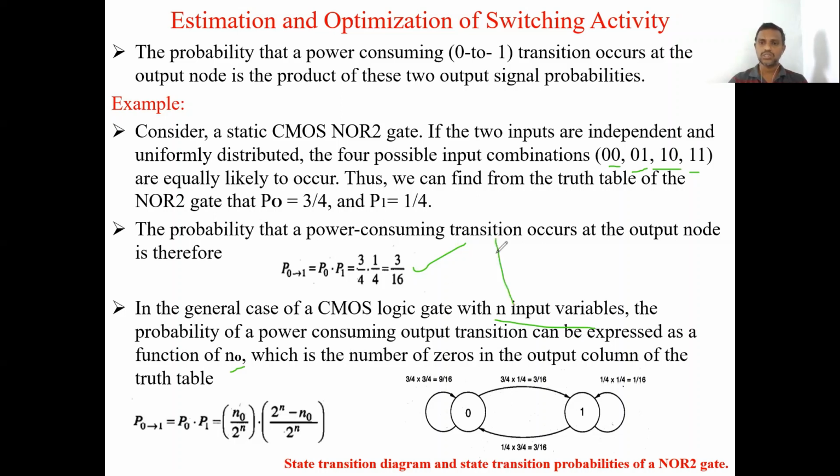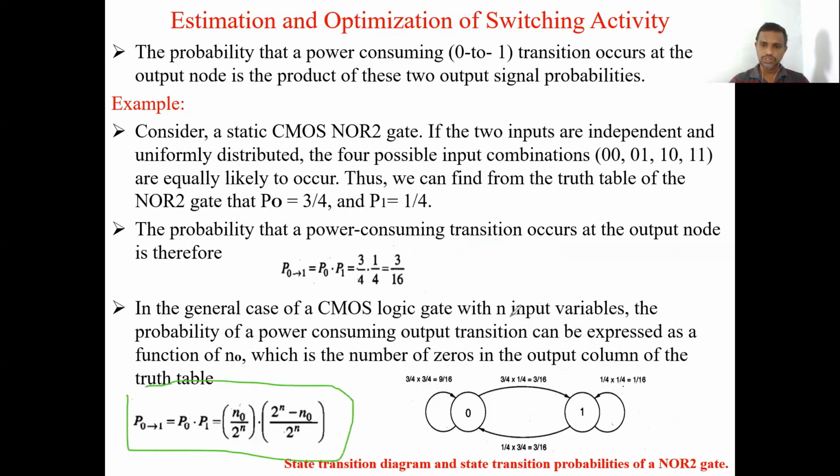So if you consider the truth table of a NOR gate here, how many zeros did we get? 1, 0, 0, 0. 3 zeros we got. Here n naught represents, out of all the outputs obtained for an n input NOR gate or n input logic gate, how many zeros there will be. That will be considered as n naught here. So here we have the generalized equation, right?